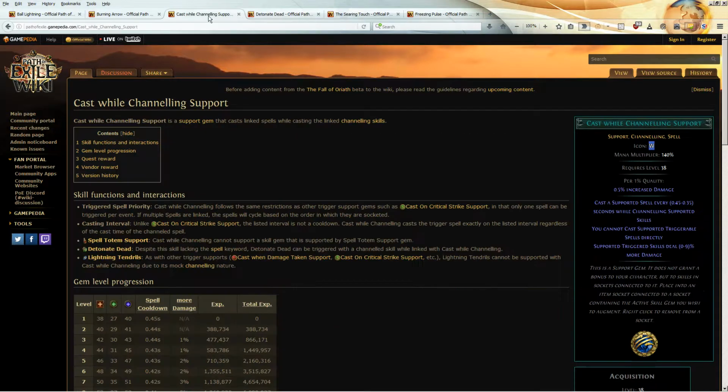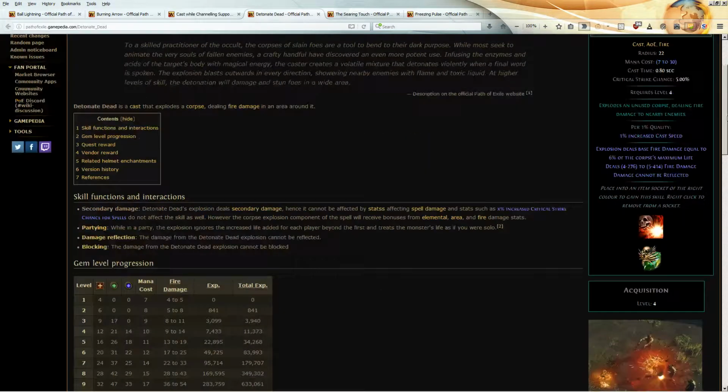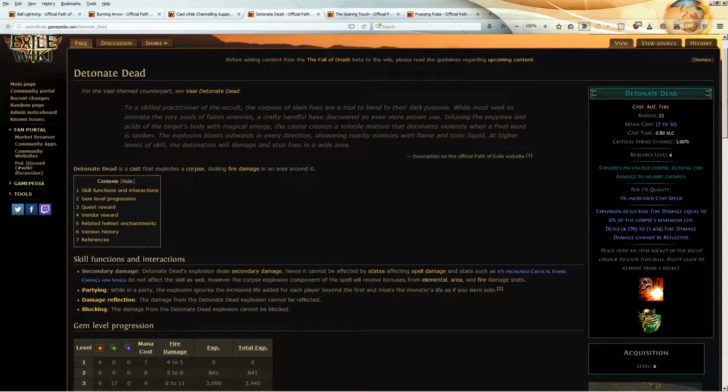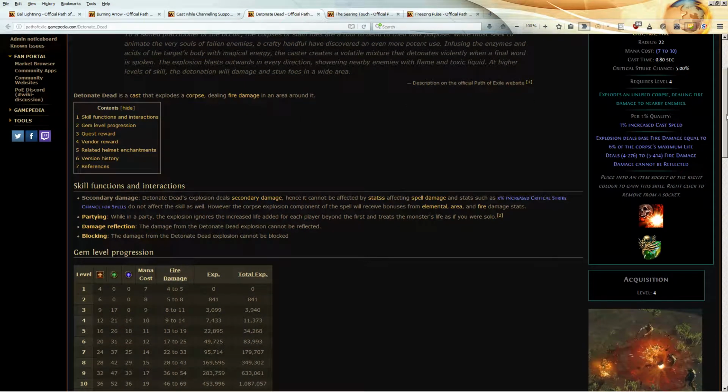Cast when Channeling doesn't care about tags. It doesn't care if skill A or skill B has a spell tag or not. All it cares about is: is the supported gem a spell? And Detonate Dead, despite what again you're gonna hear very often on the PoE subreddit, is a spell. Now you might ask, well, if it's a spell, why the hell does it not have a spell tag? It is because it does secondary damage, and GGG thought that by not giving it the spell tag, it would be more intuitive for players to know that, hey, this doesn't actually do spell damage, but it is still a spell.